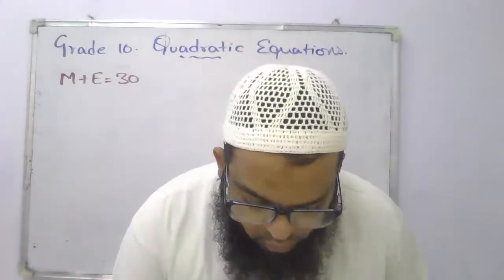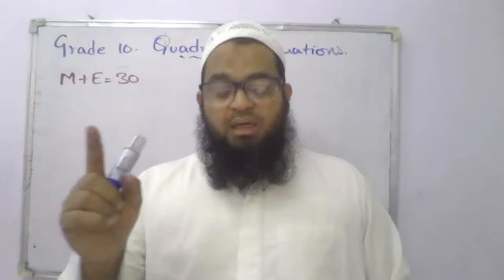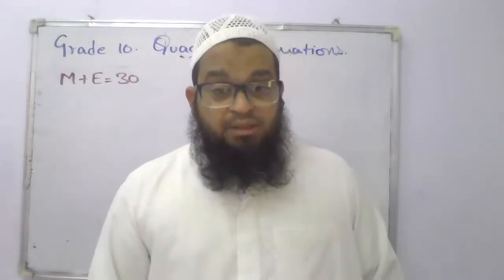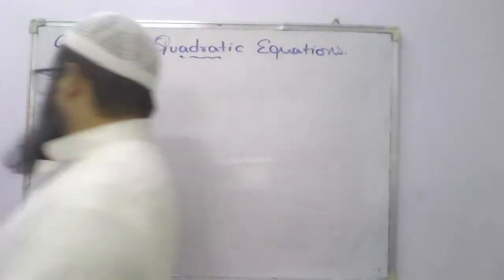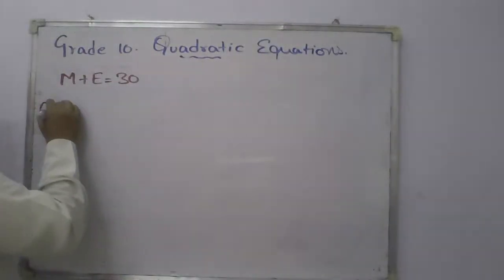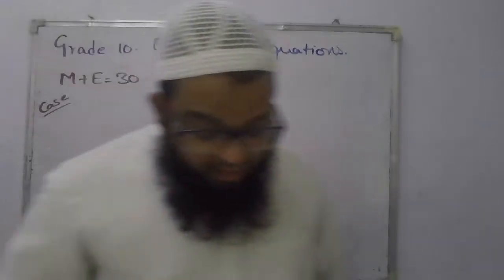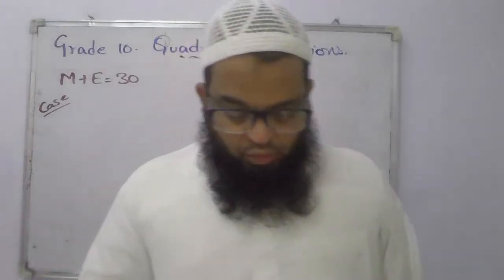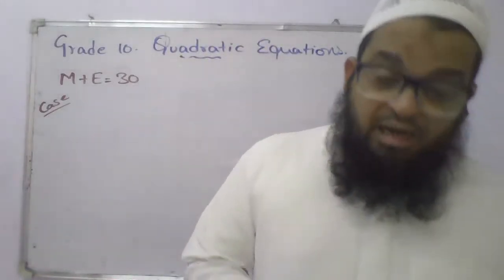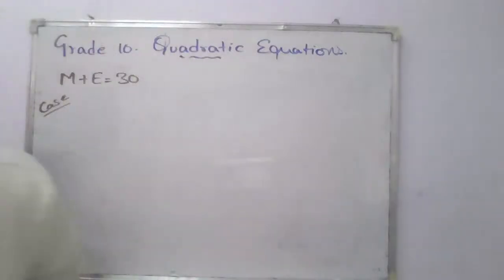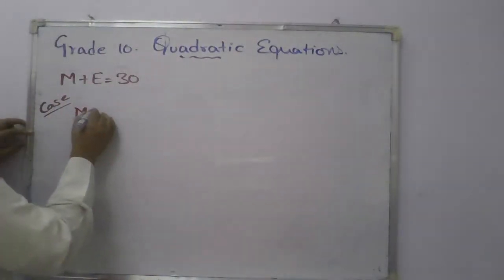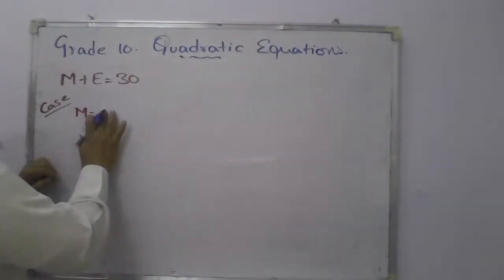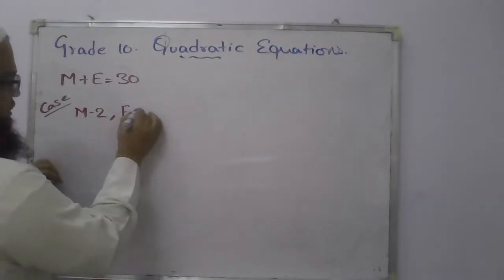Had she got 2 more marks in maths and 3 marks less in English. So what did he tell? He has given a case. What is the case? If she got 2 marks more in mathematics and 3 marks less in English. So that means whatever is the maths mark, 2 less, and English 3 less.